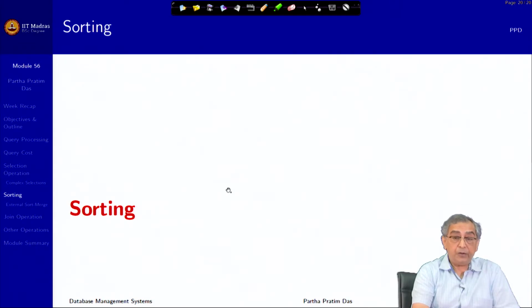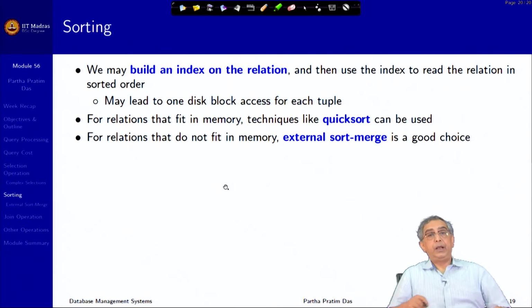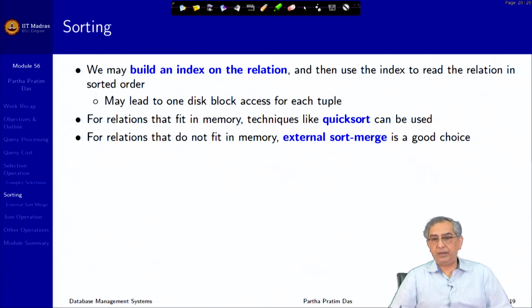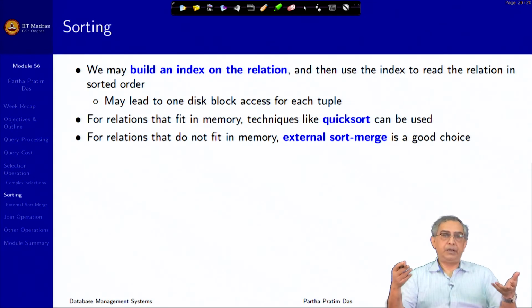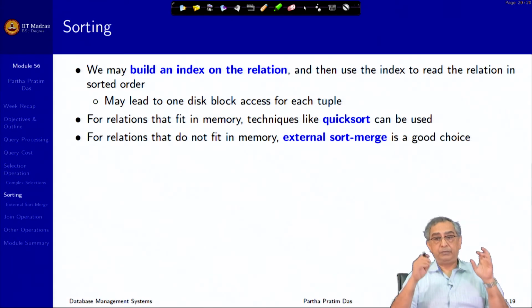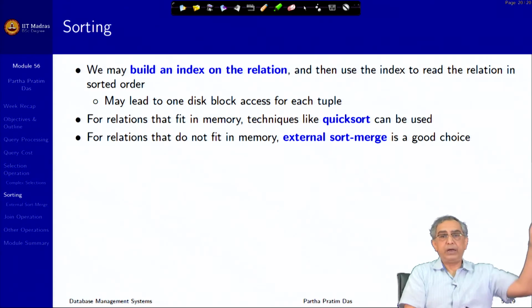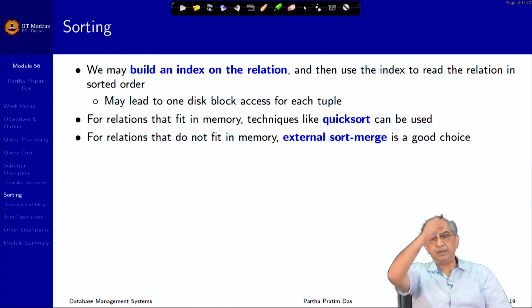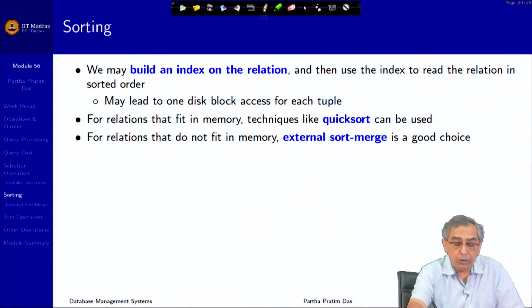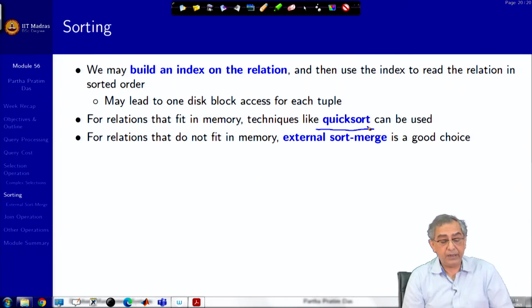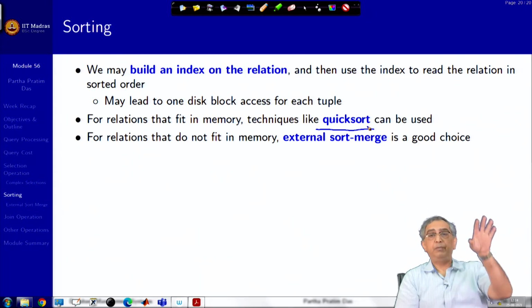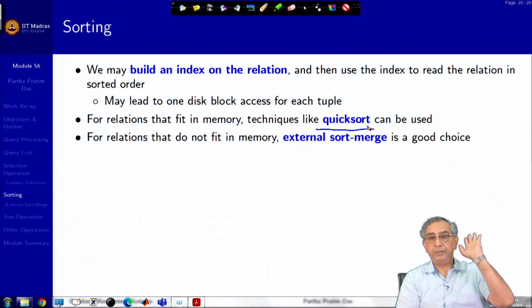Let us look at the other option, sorting, which we will often need. Sorting can be done in multiple ways. One is you can build an index on the relation, and then use the index to read the relation in sorted order. But this may lead to a very bad disk block access pattern for each tuple, because they may not come in a consecutive way. One comes here, one comes there, and it goes on like that. So, what is preferred, if the relation is small enough to fit into the memory, is to bring it to the memory and do something like quick sort, which is an in-memory algorithm.